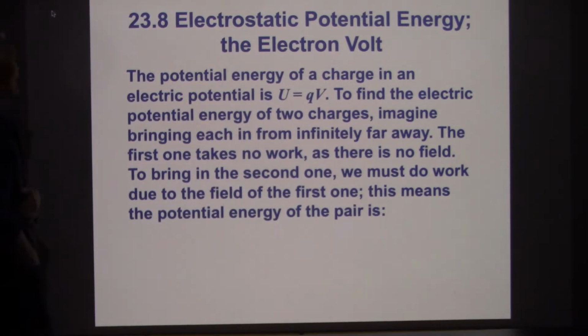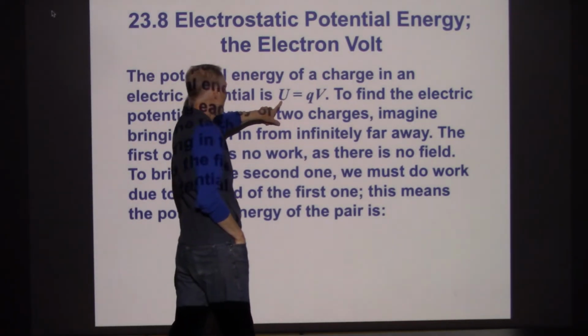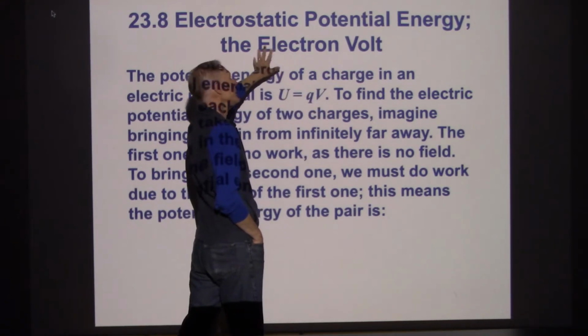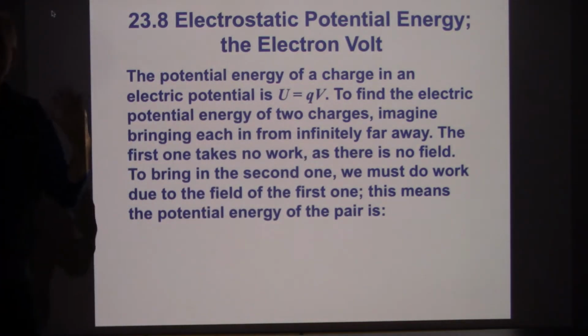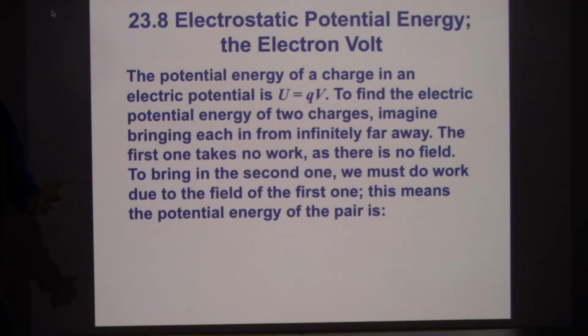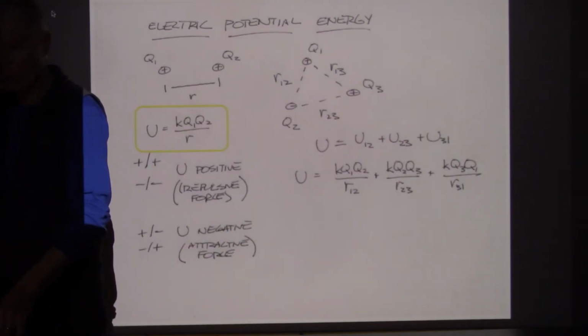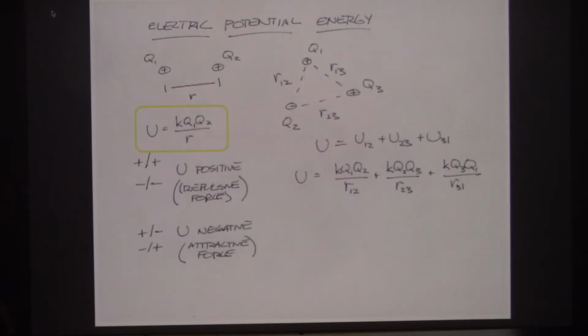Okay, so let's get back to a relationship between electric potential energy and potential. Now they're going to introduce this unit, the eV. Historically it was called the electron volt, but I think now it's more common to just call these eV. And let's look at some formulas that we have for calculating electric potential energies.